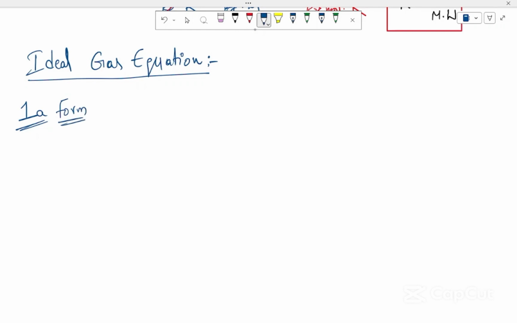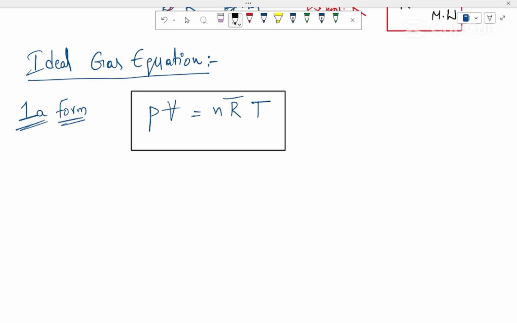In this form, if I write this expression here, it is going to be PV is equal to N R bar T. Whenever I write my equation in terms of N, I should write it in terms of R bar. So if I am writing PV is equal to R bar terms, I should have N here.